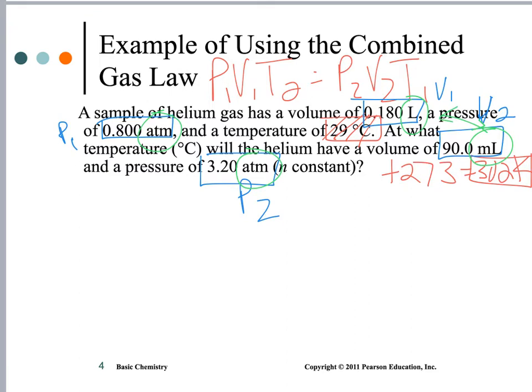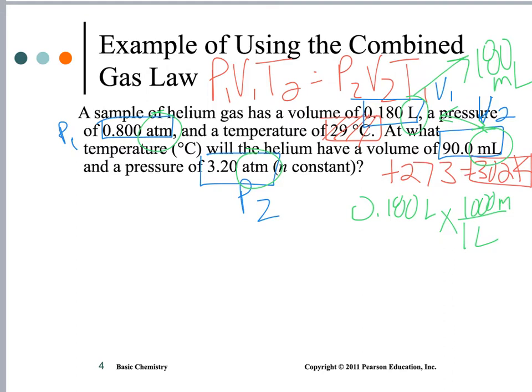Let's make this one into milliliters. That would be 180 milliliters. That makes it pretty easy to do, right? You're just taking the 0.180 liter, multiplying by 1,000 milliliters, which gives me 180 milliliters.